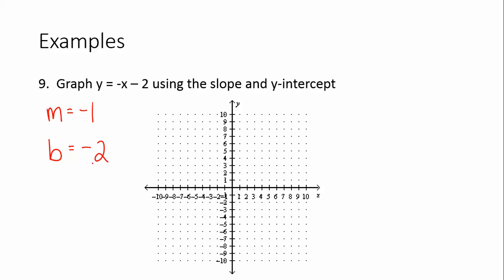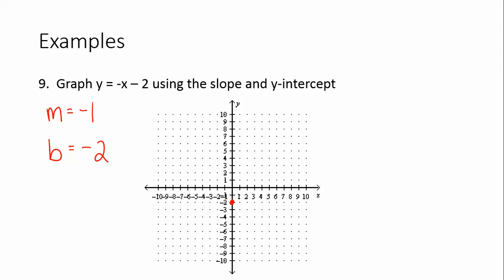We want to start at the y-intercept. We need to locate negative 2 on the y-axis. That's down here, and we plot our first point. We're going to use the slope, which is negative 1, to find our next series of ordered pairs that are on the line.